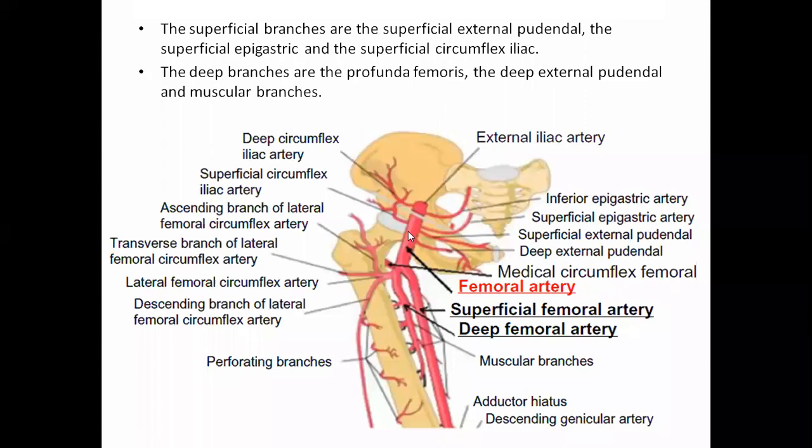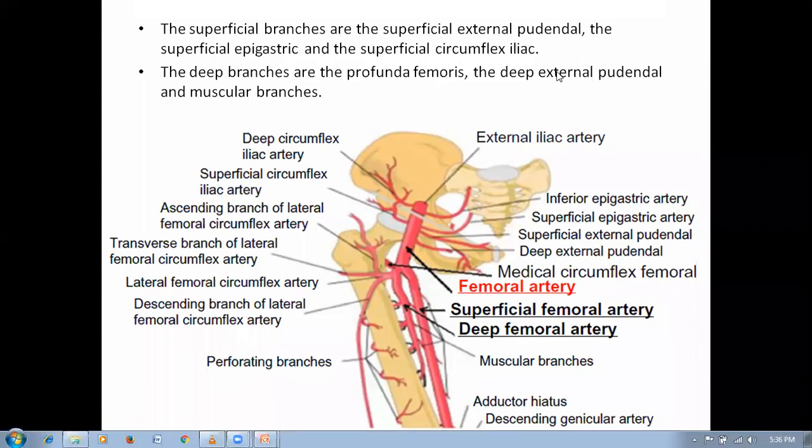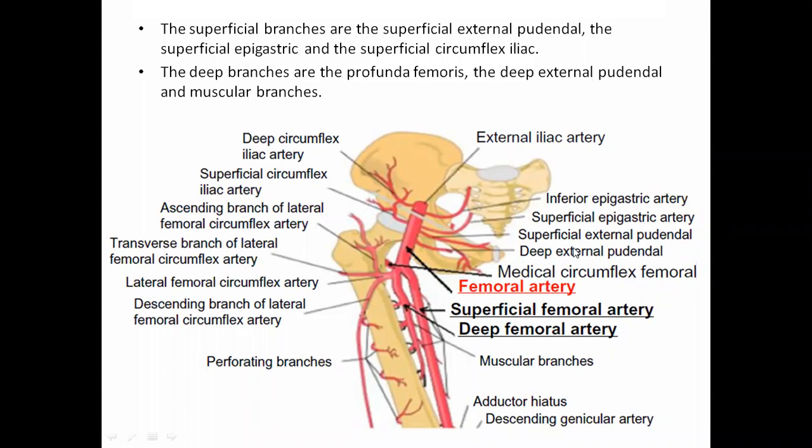The deep branches of the femoral artery are the profunda femoris. Profunda femoris is a deep branch, also called the deep femoral artery. The meaning of profunda is deep. Then the deep external pudendal artery. We have seen the superficial external pudendal. Near to that, one artery that passes a little deeper is called the deep external pudendal artery, and some muscular branches. So these are the deep branches of the femoral artery in the femoral triangle.